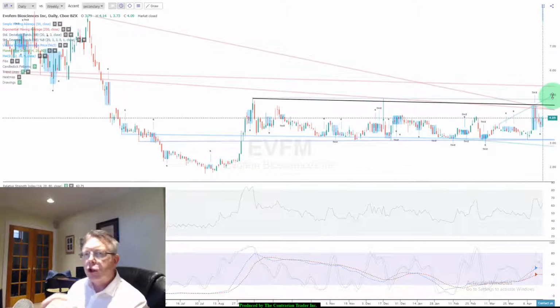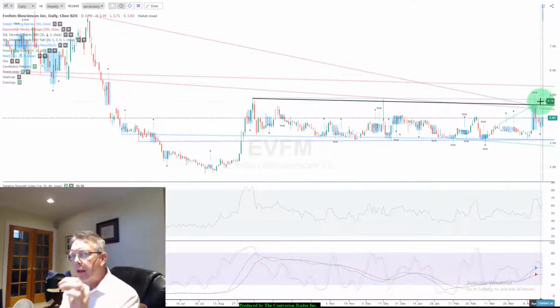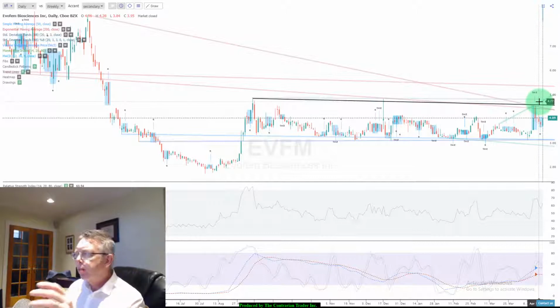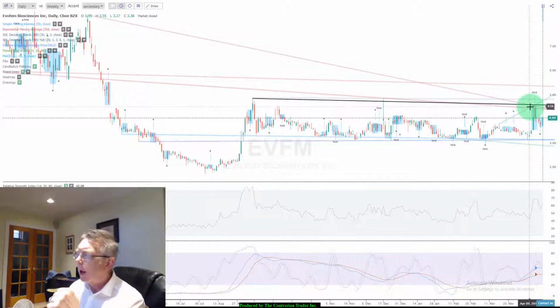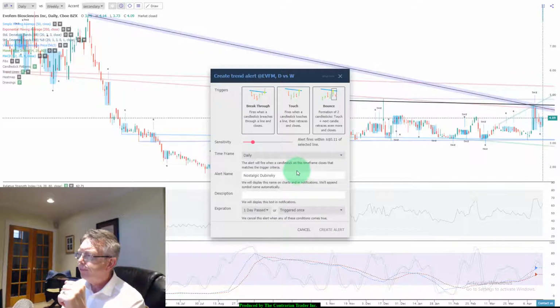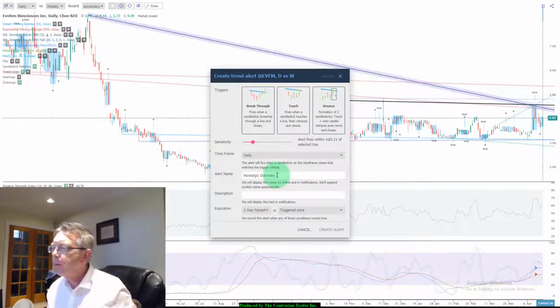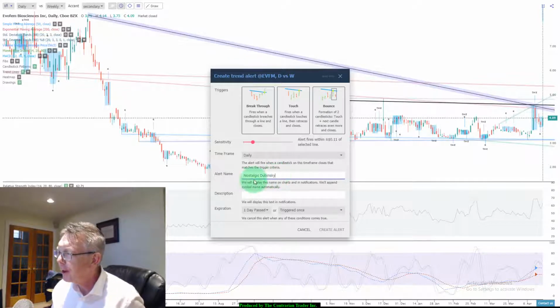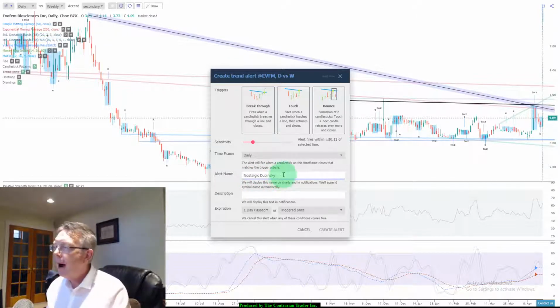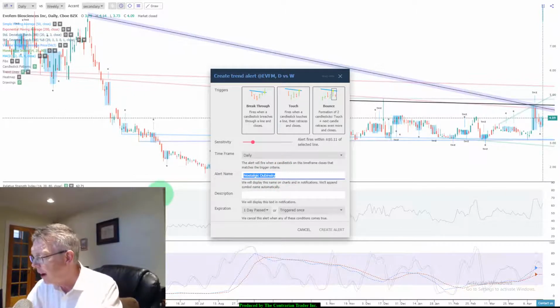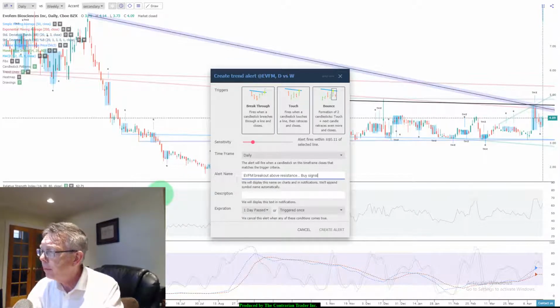So what I'm going to do right now is show you how to set an alert that will tell me when EVFM begins to break out of this congestion, this historical resistance brick wall, if you will. We want to set our alert. I right-click, create an alert. They name it some crazy thing. They have a randomizer. They put up these names. Nostalgic Dubinsky. Okay. I'm going to call it something else because I'm not as fun. So this is EVFM breakout buy signal.